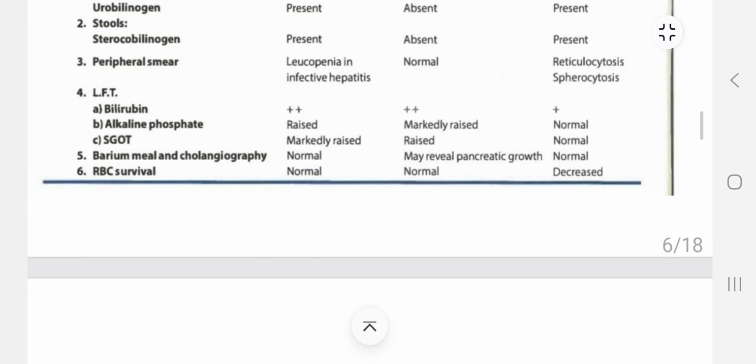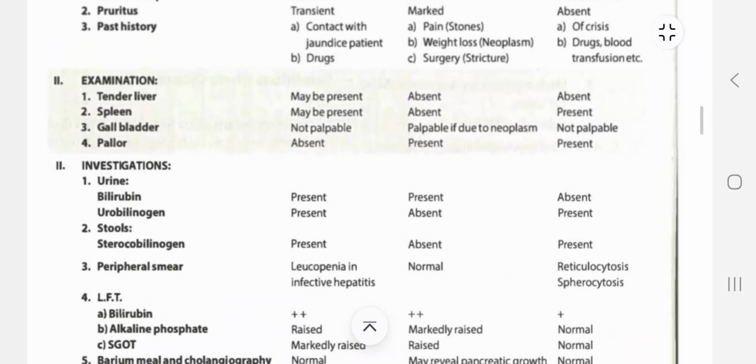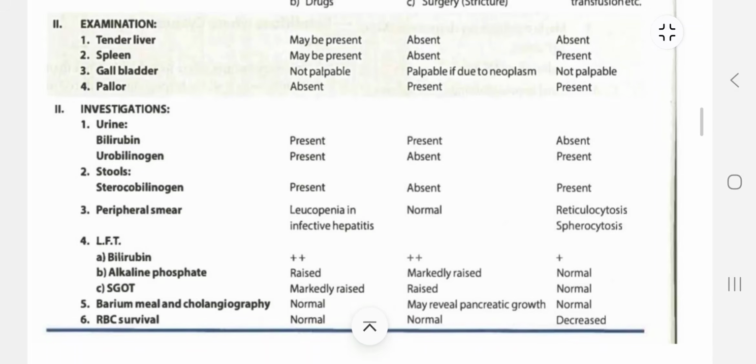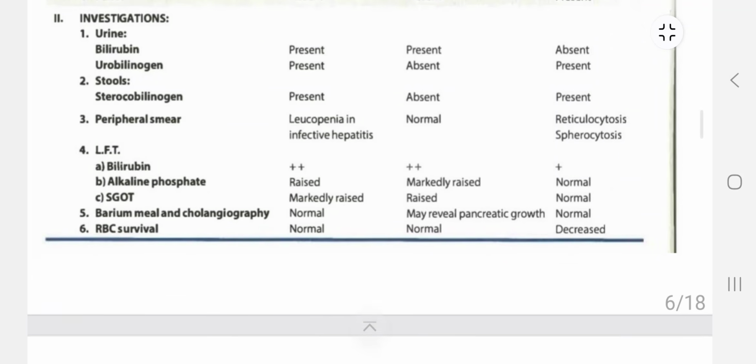Then we will look at the LFT. Bilirubin is raised in all. Alkaline phosphatase is raised mainly in obstructive jaundice, because it is present in the bile canaliculi. SGPT and SGOT will be markedly raised in liver disease because they are mainly liver markers.